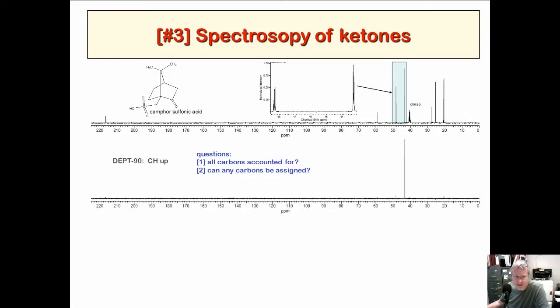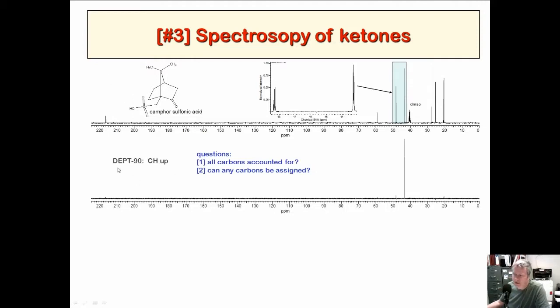And then remember DEPT, just to emphasize this cool technique. DEPT just points CHs up. Okay, and this will help in our assignment, right? CHs go up. Okay, well there's 1 CH. How many CHs are in the molecule? I don't know. How many CHs do you see? There's 1 right in the back, right? Okay, so now we know that peak is the CH, right?